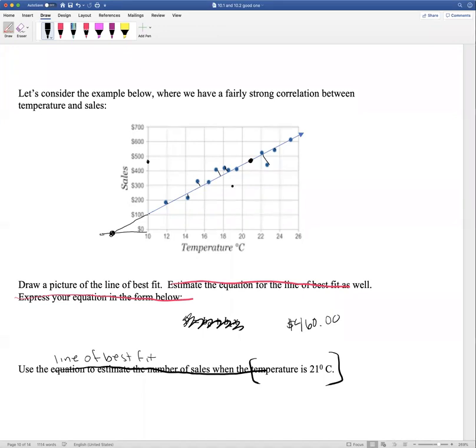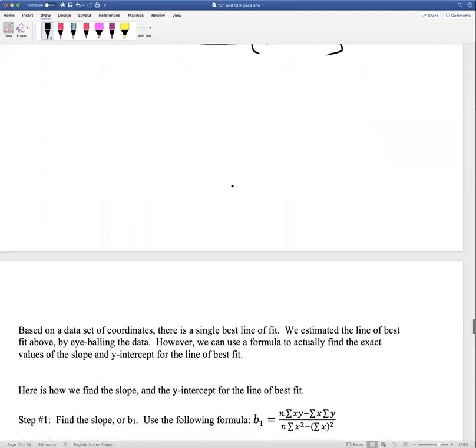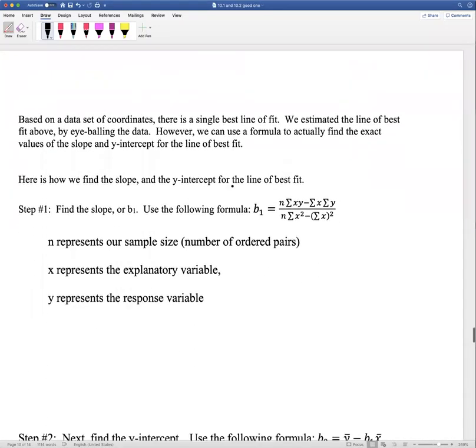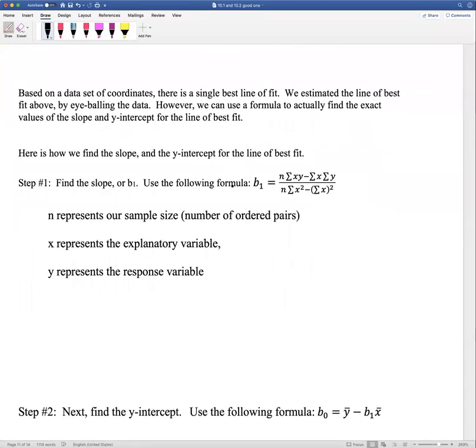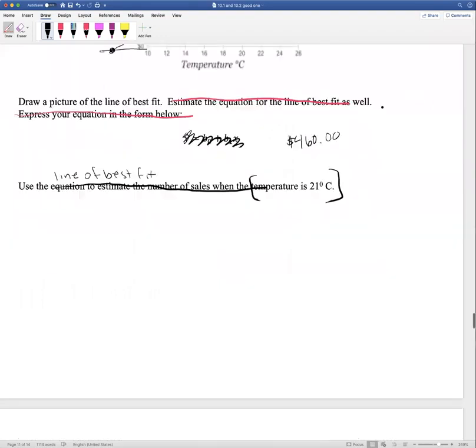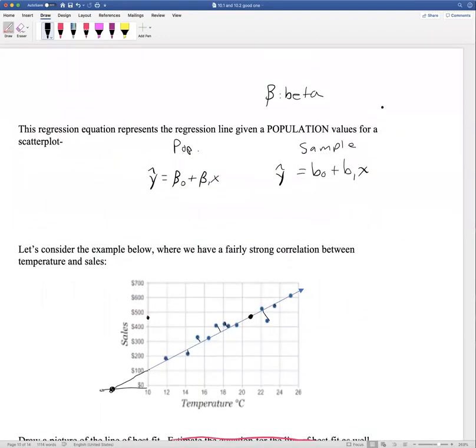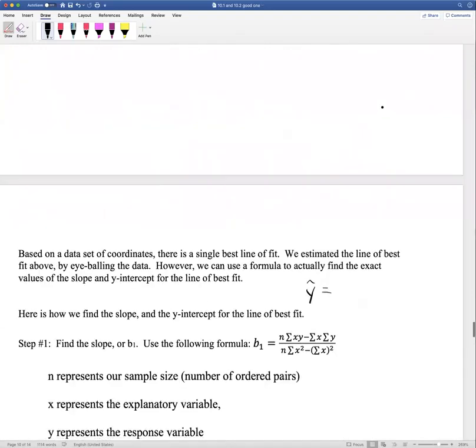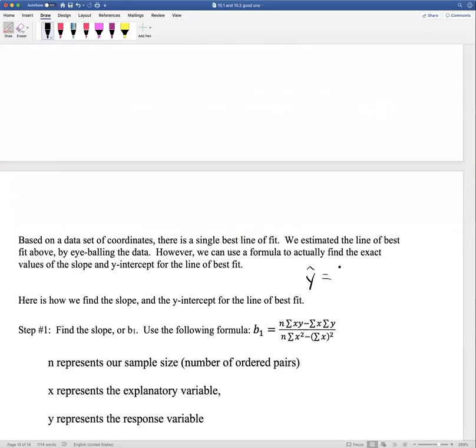And that would give us a general idea as to what the equation for this line was that we just eyeballed. Now let's figure out how to find the equation of the line for the line of best fit. So remember that the formula is y hat equals b naught plus b1x. So we're going to fill in the slope, figure out what that slope is, and figure out what that y-intercept is, figure out what b1 is, and figure out what b naught is.